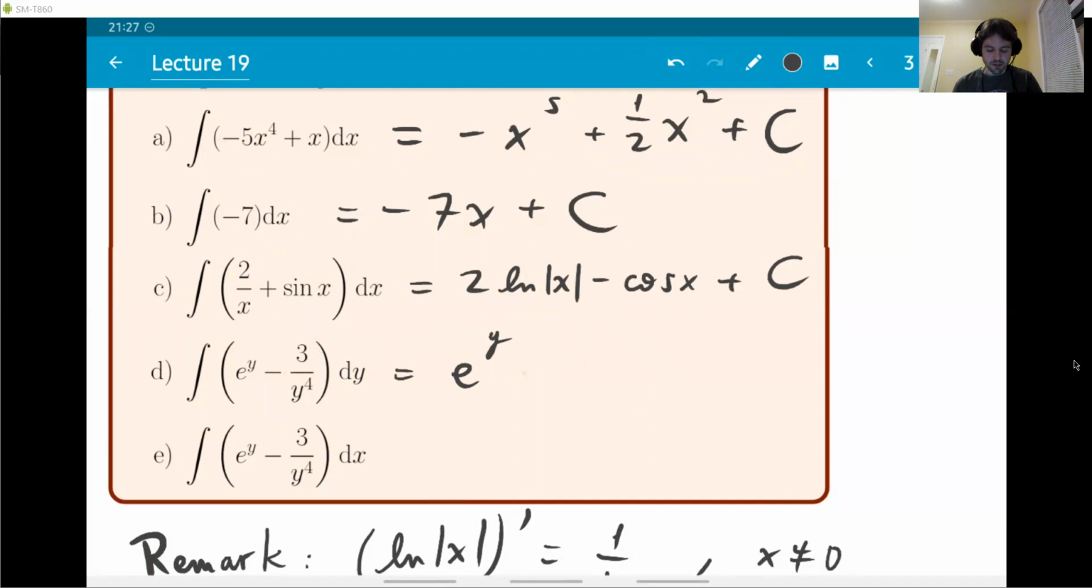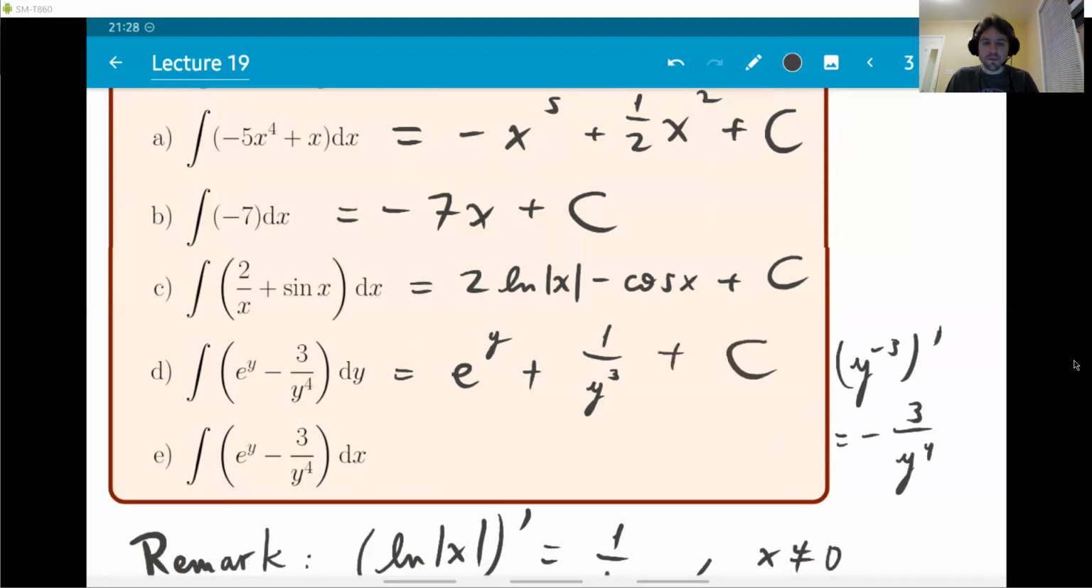Well, if you've been practicing these functions, you should recognize it. What happens if you try to differentiate 1/y to the cube? That's the same thing as y to the -3, right? And by the power rule, the derivative becomes minus 3 times y to the minus 4, which is 1 over y to the 4, exactly as you have in the problem here.